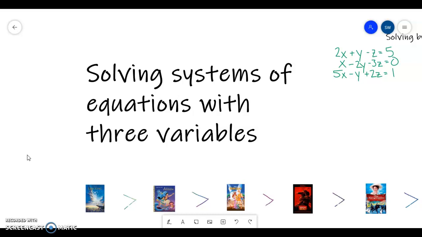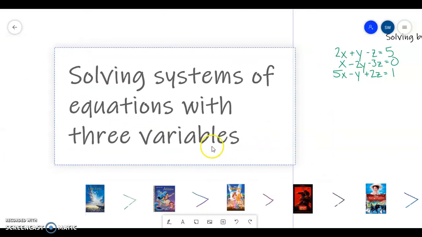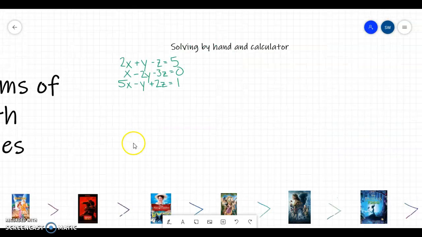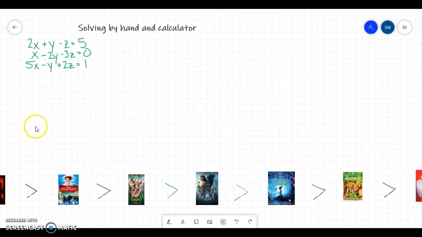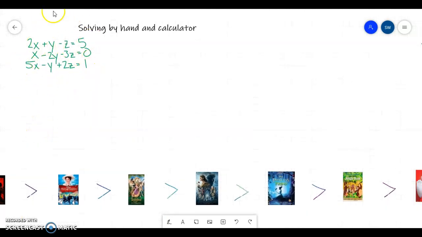So let's get it. Today we are quickly going to talk about solving systems of equations with three variables. We shall start with the simple case where you have just three equations and it says solve. We're going to do it by hand, and we're going to do it with a calculator, because who knows if it's on the calculator section or not.